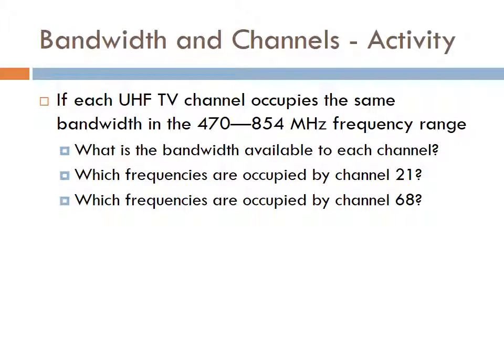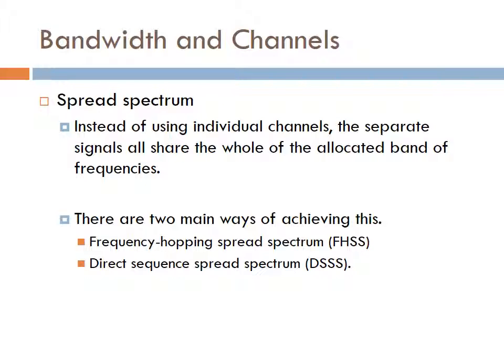By dividing the band into 48, we can obtain the channel band, and then, once we obtain the channel band, we can calculate the lower and higher frequency of each channel, starting from channel 21 and ending with channel 68.